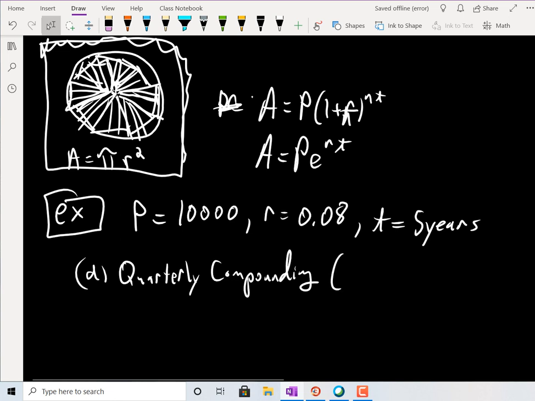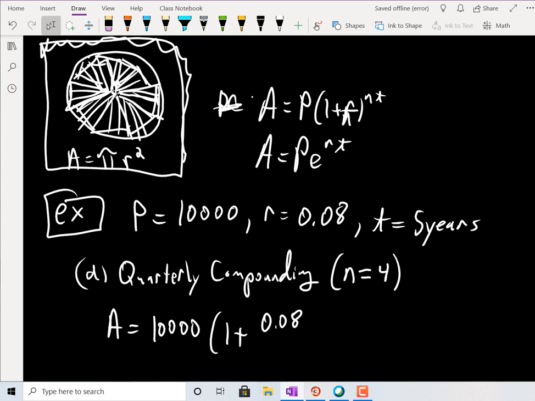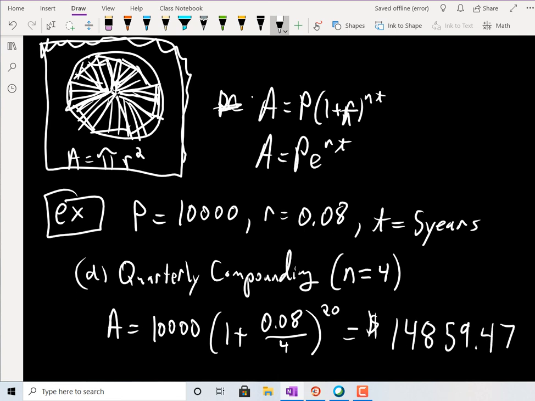Quarterly compounding just basically means you're compounding 4 times a year. So N is 4. So the future value A will be 10,000 times 1 plus R, 0.08, all over N, which is 4, raised to the 4 times T, which is 5, so 20. And then I need to put that in my calculator. If you do so, you will get 14859.47.